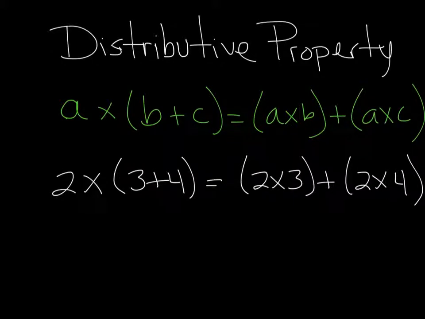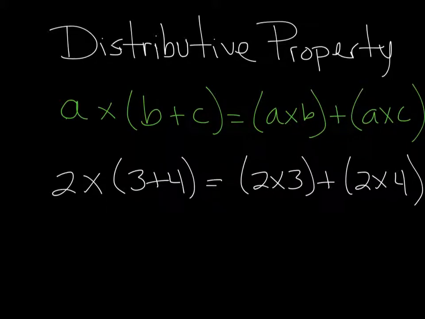But if we take our letters and turn them into real numbers, where A equals 2, B equals 3, and C equals 4, we can see how this really does work. So we take our A, which is 2, times our B plus C, which is 3 plus 4. 2 times (3 plus 4).